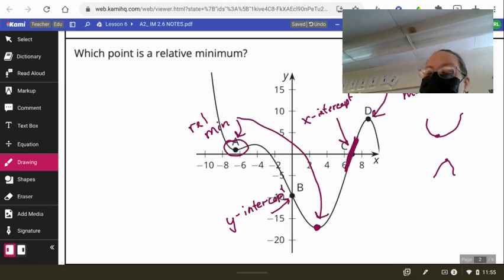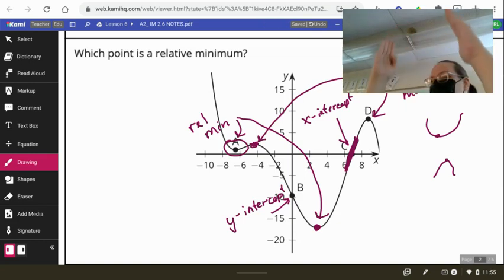Is there another relative maximum on this graph? Are there any more? Yes. Yeah, kind of like right about here. Right, there can be more than one. That's okay. It just has to always be at that kind of curve part. In comparison to what's around it, it's the highest point or it's the lowest point.